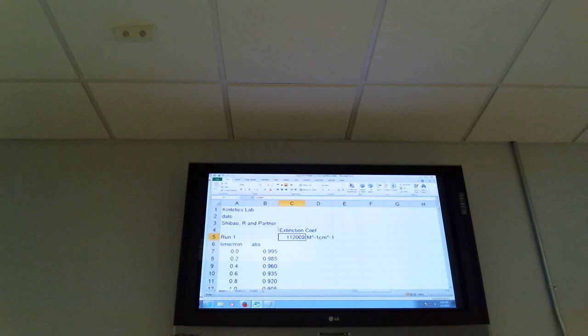All right, now what are we going to do with the extinction coefficient? We're going to calculate the absorbance. Now, not calculate, I'm sorry, we're going to calculate the concentration, units of molarity.